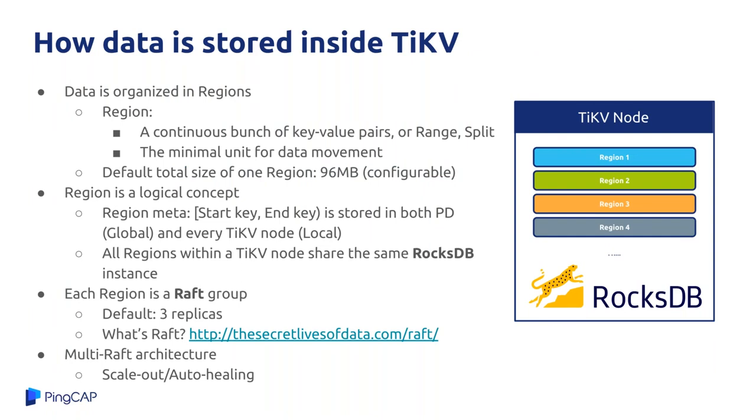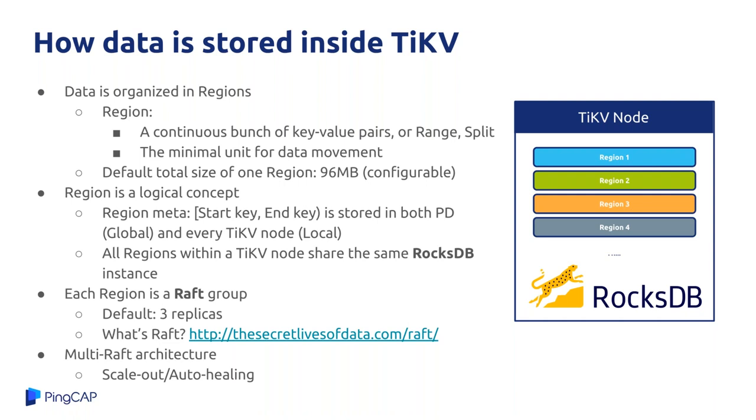Inside TiKV, logically, the data is organized in regions. A region is a bunch of key value pairs. You can consider it as a range or split. The region is the minimal unit of data movement. By default, the size of a region is about 96 megabytes. Once the size within the region exceeds 96 megabytes, the region will be split into two smaller regions. So that's how we do the scale out, split and move.